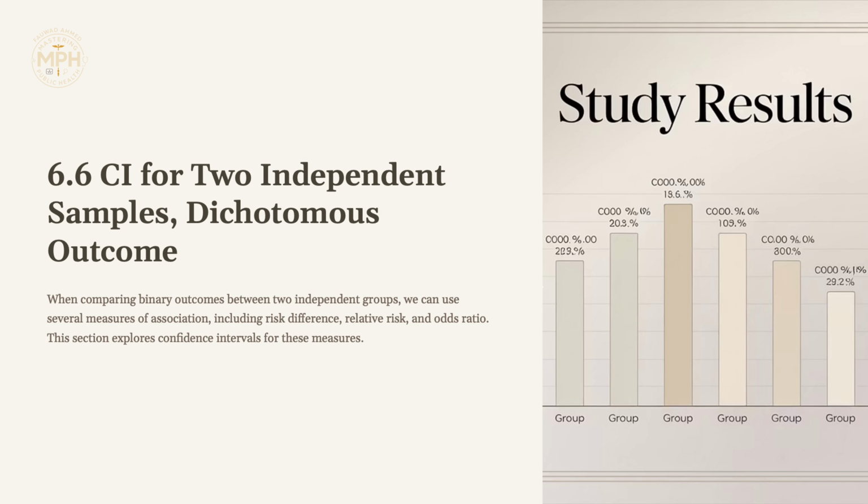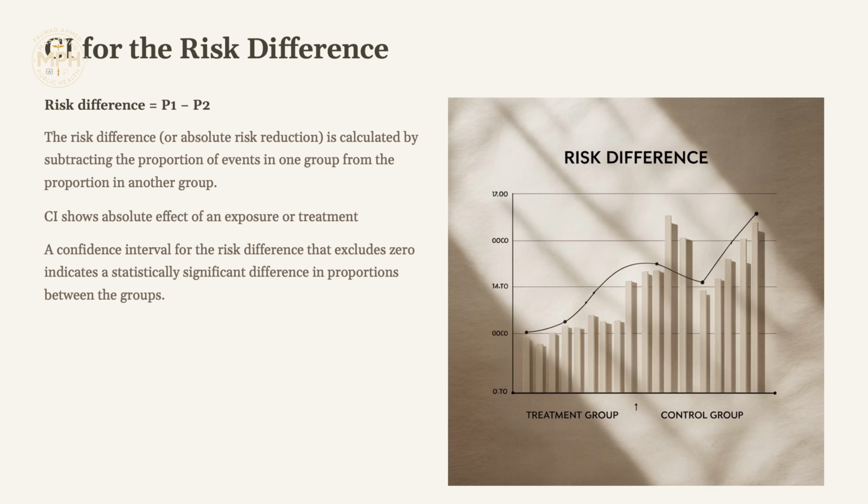Sixth is CI for two independent samples, Dichotomous Outcome 6.6. We now move into comparing proportions between two groups, often used in clinical trials and epidemiological studies. 6.6.1 Confidence Interval for the Risk Difference. The risk difference is the absolute difference in risk or proportion between two groups. Subtract the proportions from each group.